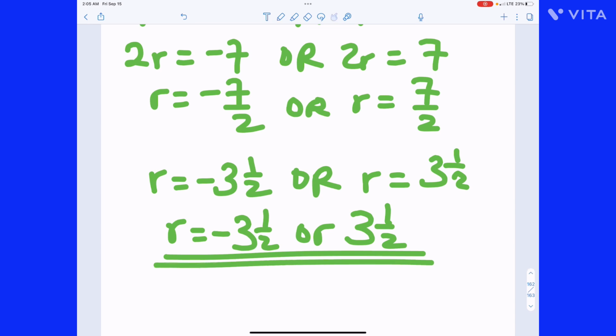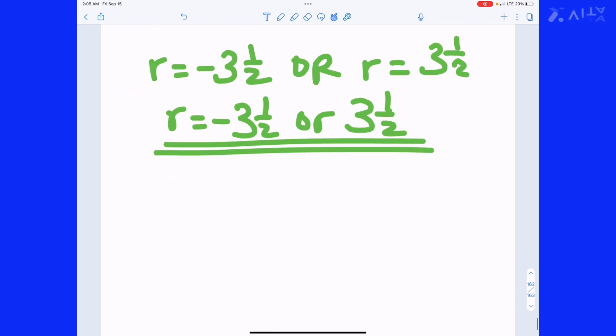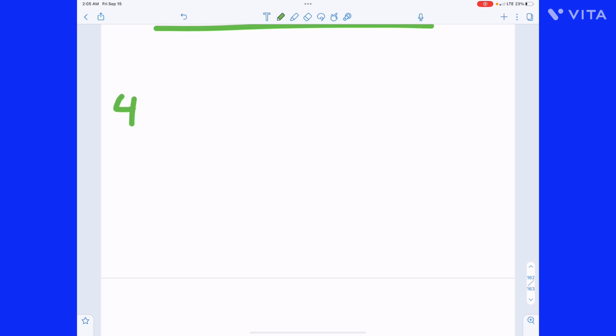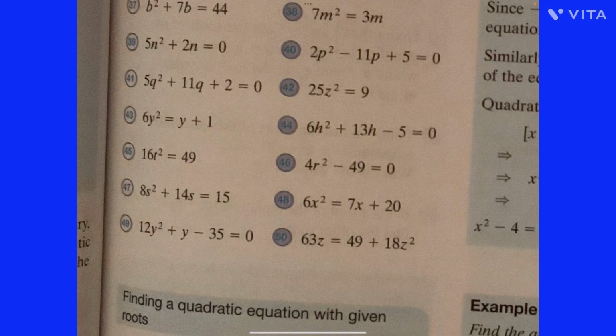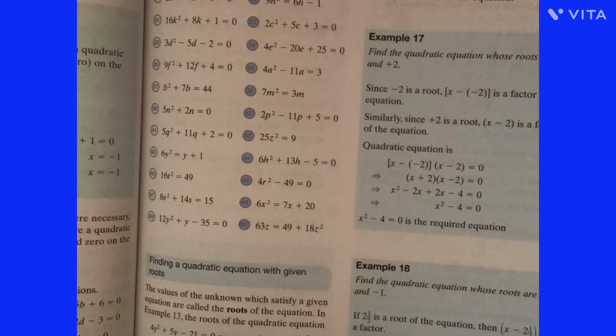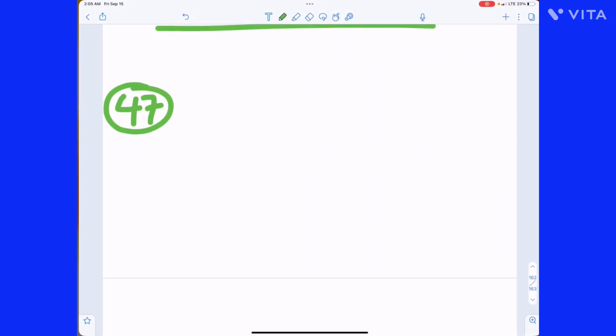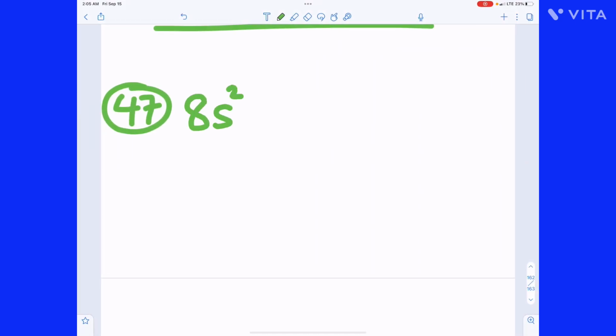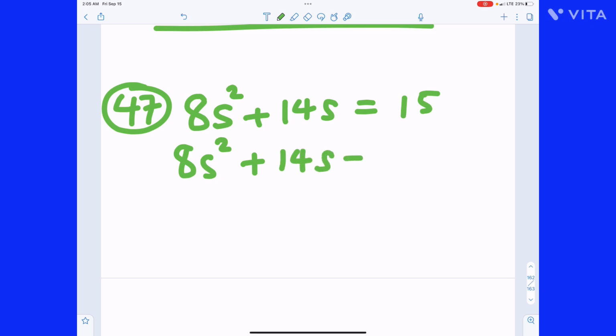So that's number 46. Now 47: 8s squared plus 14s is equal to 15. I'm supposed to bring 15 to the left. So I'll do 8s squared plus 14s minus 15 is 0.